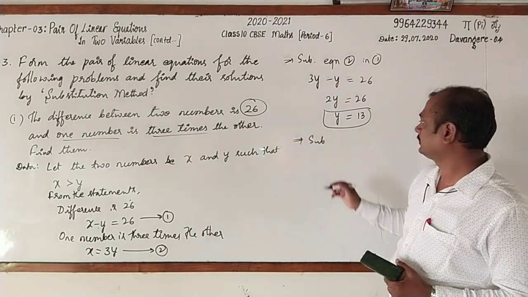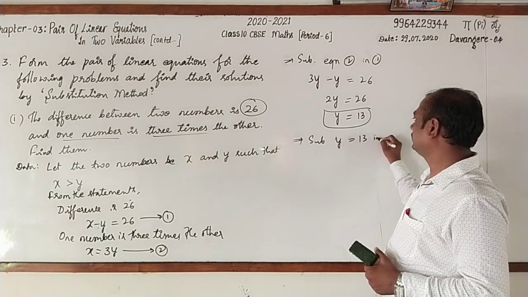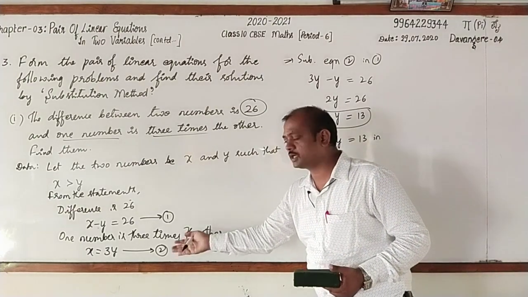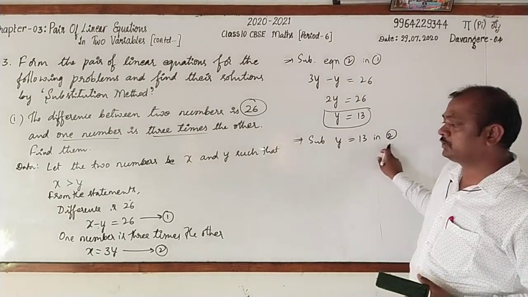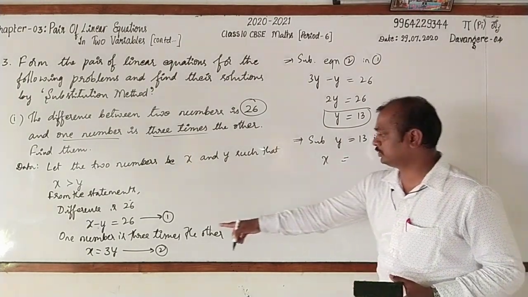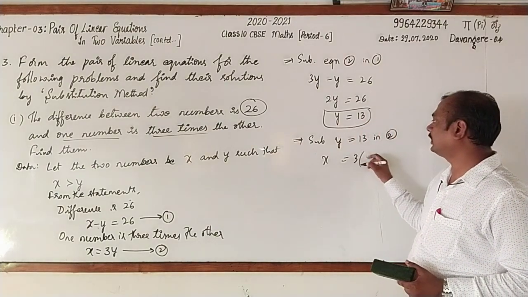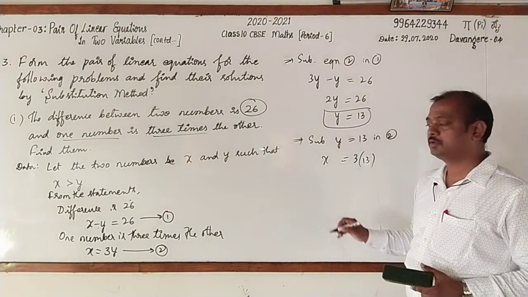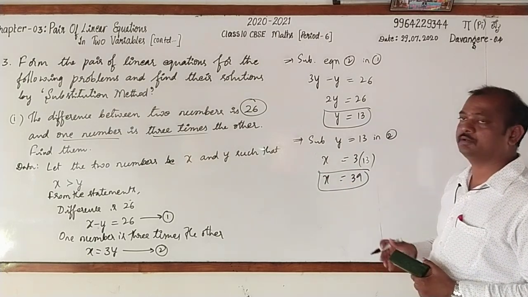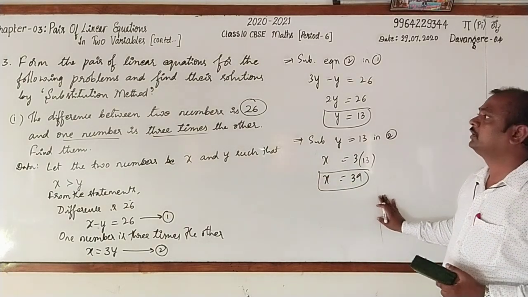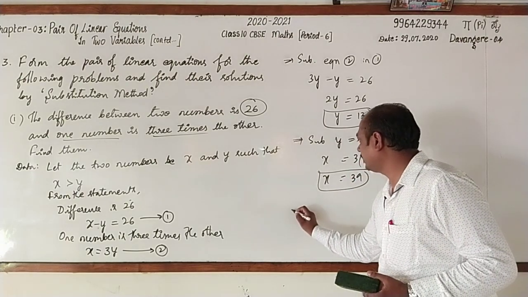Next, we want the value of x. Substitute y equal to 13 in either first or second, any one. I will go for taking equation 2. X is equal to 3y. What is y? It is 13. Now x is equal to 13 3s are 39. Followed? Now we can write the conclusion.